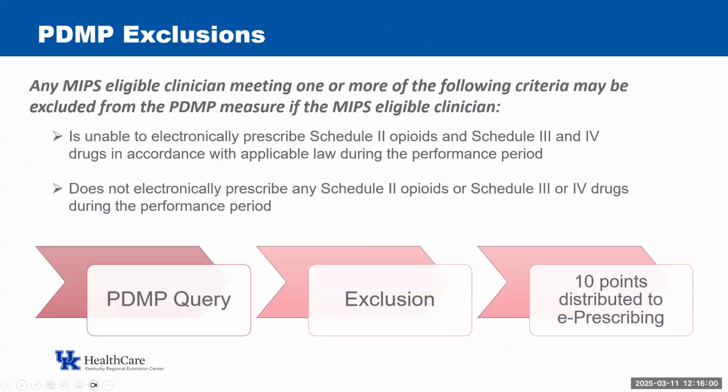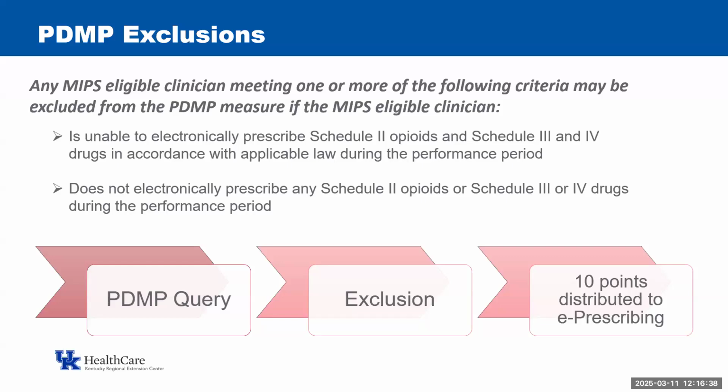And we'll talk a little bit more about that in the next couple of slides. So there are a couple of exclusions for the PDMP objective. The first exclusion is if an eligible clinician is unable to electronically prescribe any Schedule II opioids or any Schedule 3 and 4 drugs in accordance with applicable law during the performance period. Or if they do not electronically prescribe any Schedule 2 opioids or Schedule 3 or 4 drugs during the performance period. So there are a couple of exclusions there.